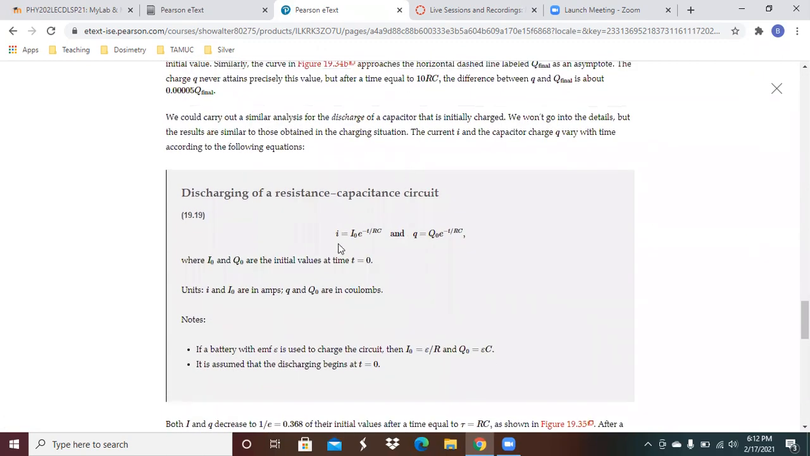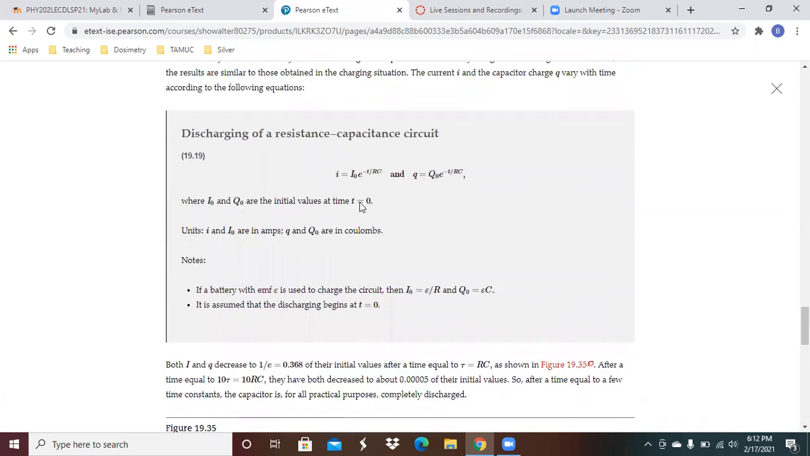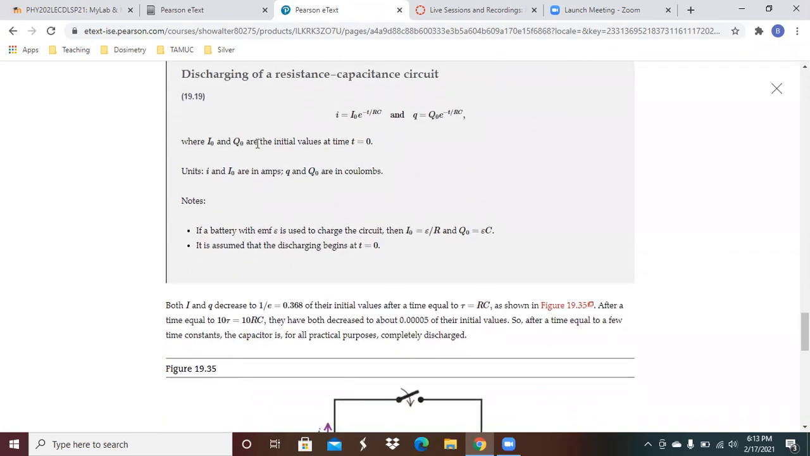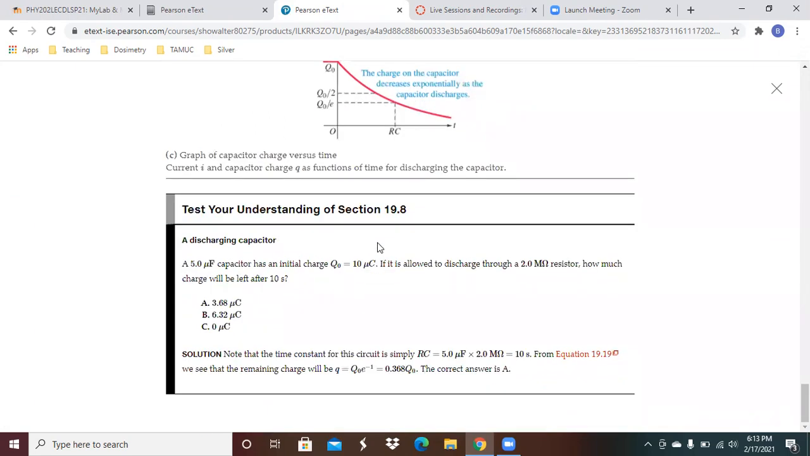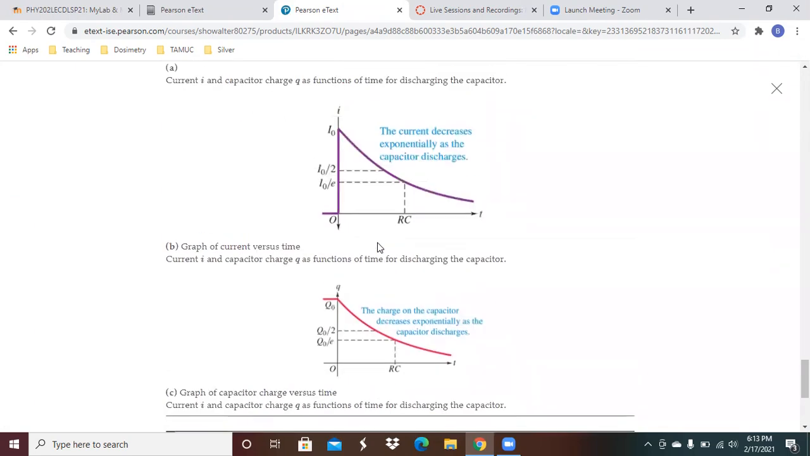We could carry out similar analysis for the discharge. The results are going to be very similar. So if we're discharging, then we can measure the current as well as the charge. And these are going to be the initial values on the discharge. So I thought that was kind of neat. And these are the dissipation of the RC circuit of charge and then the current.